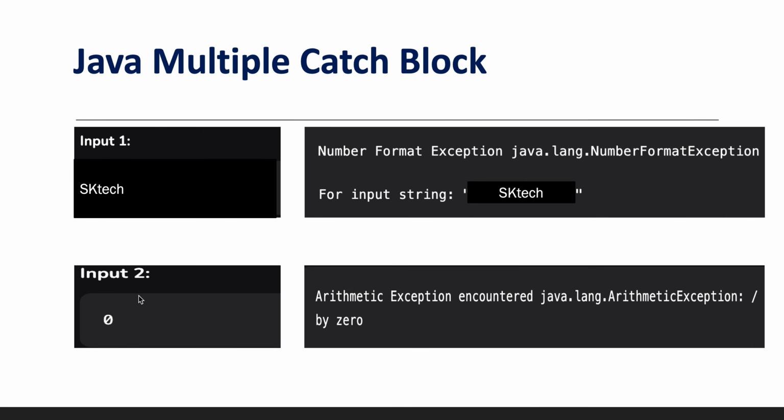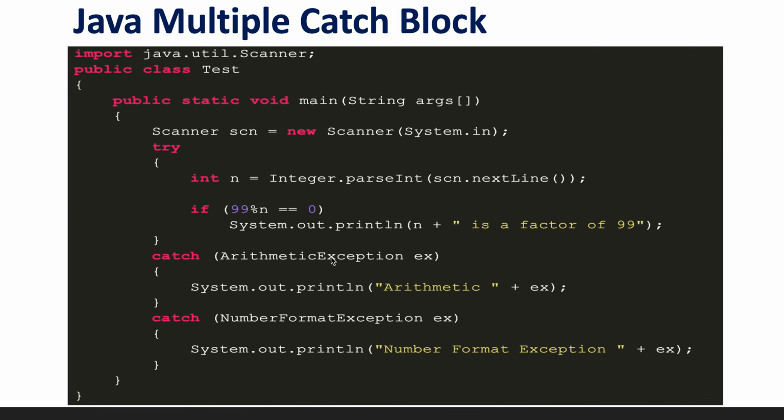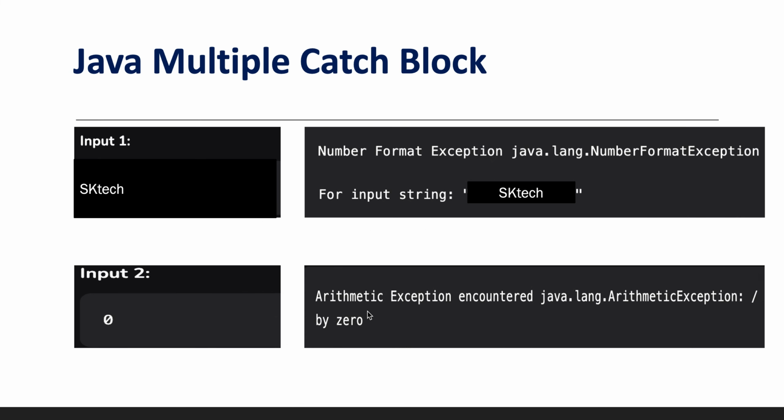In case of the second input, let's say we have provided 0. In that kind of scenario it might throw an ArithmeticException. That exception we have also handled. In that scenario, what we are doing is printing a simple statement. We can do multiple operations also, but in this case we are printing a statement. So this is what it is printing: arithmetic exception occurred, and the message of the exception. In this way we can handle multiple exceptions.